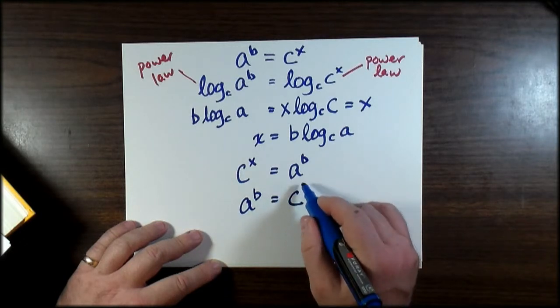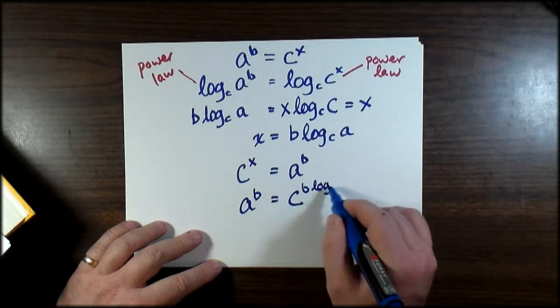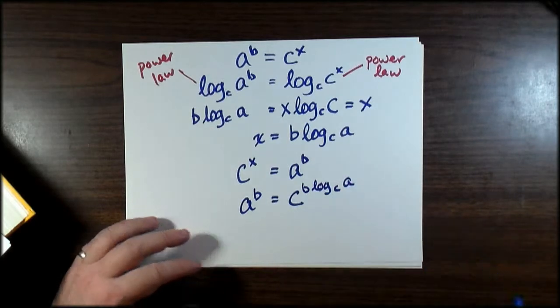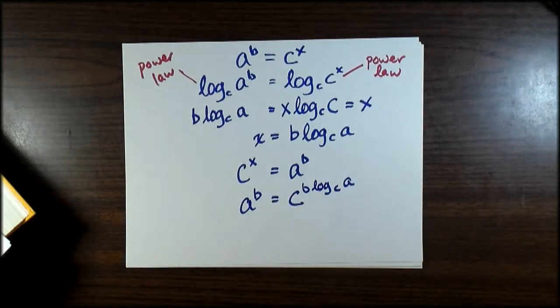So if we now look at this, we can now replace the x on the c with b log base c of a, and both sides are equivalent.